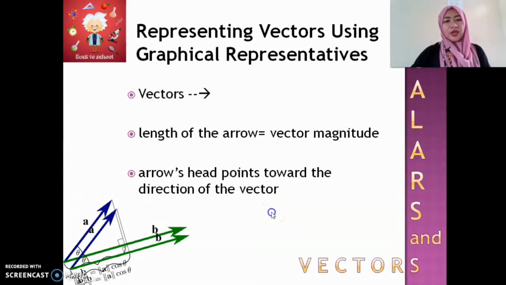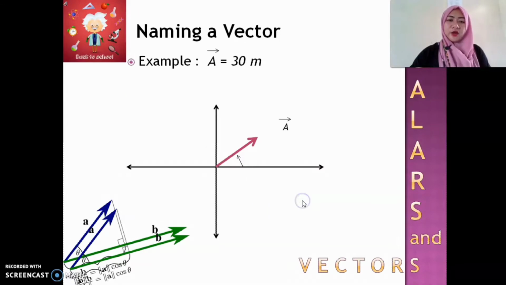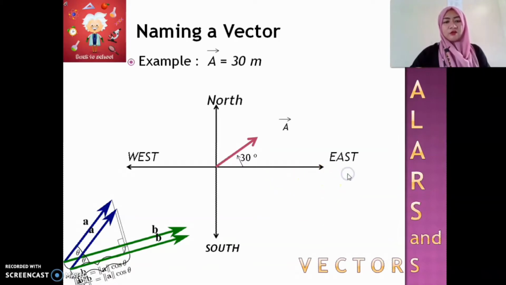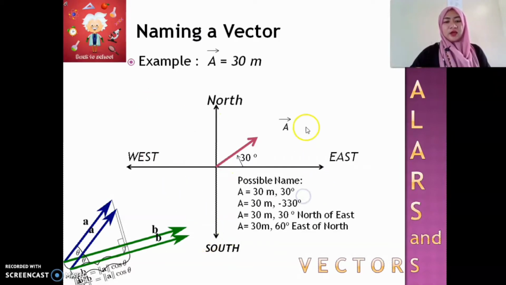How can we name a vector? Consider a vector A, which is equal to 30 meters. To name a vector, you have to consider the directions, which are north, east, south, and west. It can possibly be named as a vector 30 meters, 30 degrees, a vector 30 meters, negative 330 degrees, or a vector A, which is equal to 30 meters, 30 degrees north of east, or a vector A, 30 meters, 60 degrees east of north.